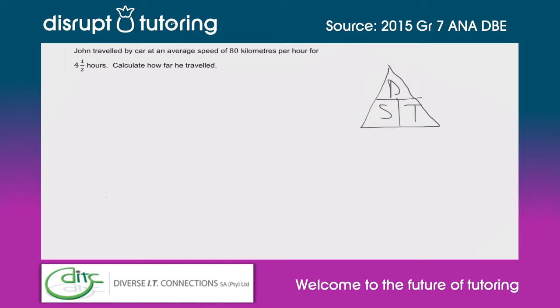Now, why is this triangle useful? If you're trying to calculate D, you know that you need to times speed and time. If you're trying to find the speed, you know you're going to divide D by T. And if you're trying to find time, you know you're going to divide distance by speed. So it's very, very useful indeed.